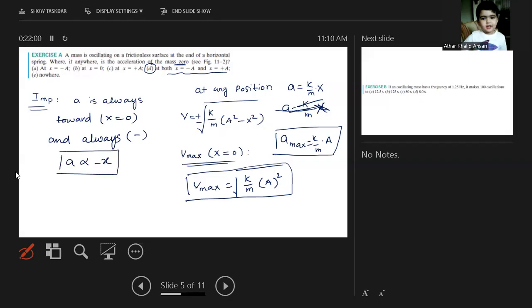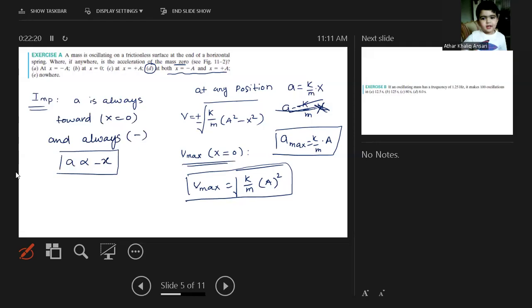That's why I wrote: the more the extension, the extreme position, the acceleration is maximum, it means the distance is more. At the mean position, acceleration is zero because displacement is zero. That's why it is proportional to x. And the negative sign is because it is always toward the equilibrium. That's why it is negative.